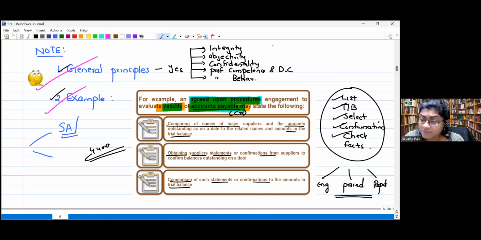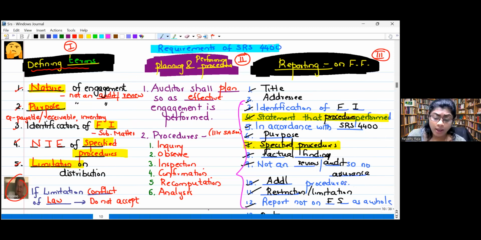So the standard divides into how many parts? The requirements of the standard divide into three parts. The usual parts, even in the SRA 800 series, it's almost the same. First, you have to define the terms. What are your terms? What are you going to do? Terms you will decide. Then second, you will plan and perform. Lastly, it is reporting. When you define the terms, since it is not an audit or review, you should see what is the nature of the engagement.